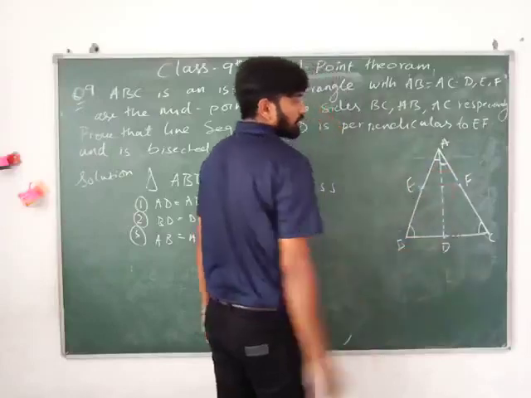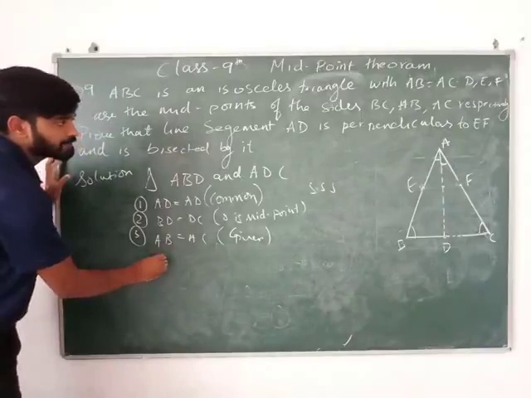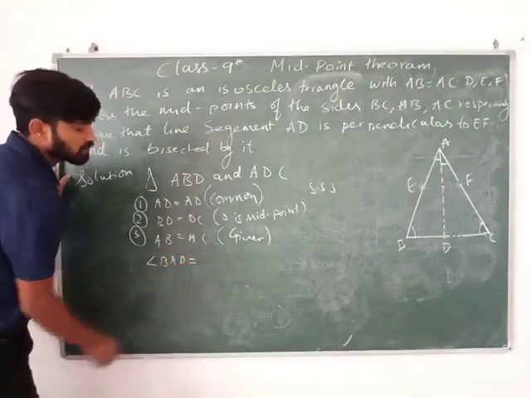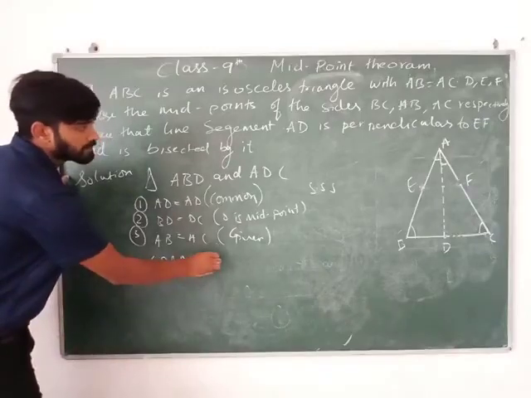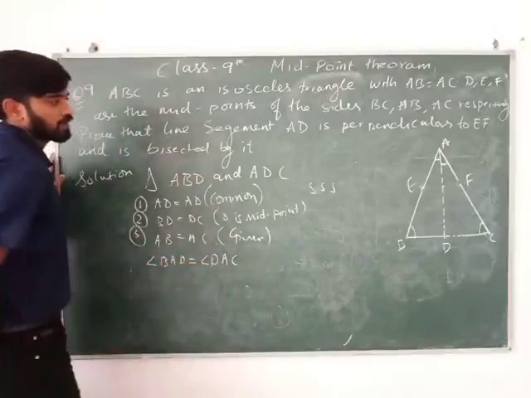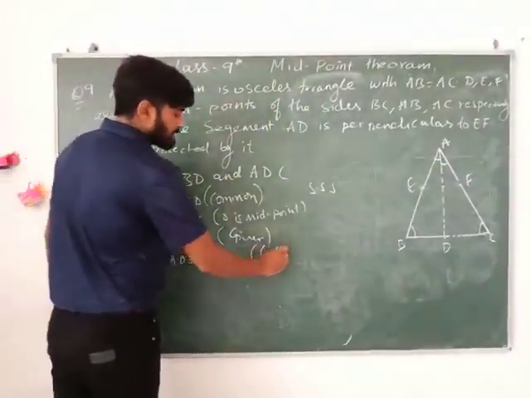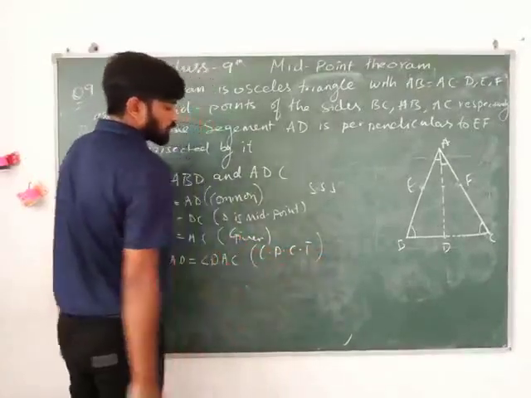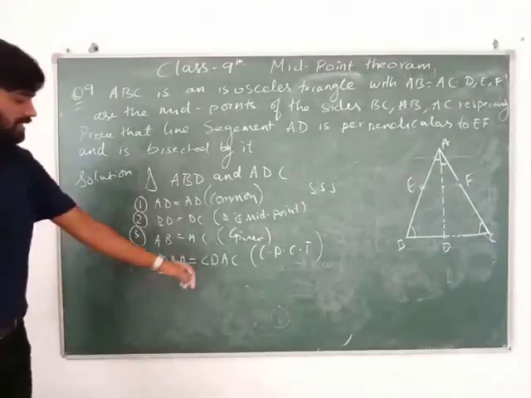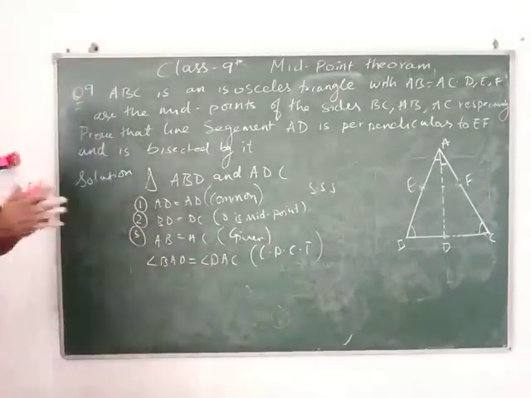Once they are proved congruent by the SSS rule, I can also say that this angle is equal to this angle. Why? CPCT. So I am writing angle BAD is equal to angle DAC. Why? Corresponding parts of congruent triangles are equal. So that's why I wrote angle BAD equals angle DAC. Okay, I got this one.